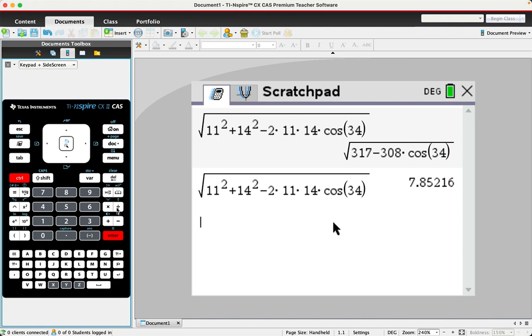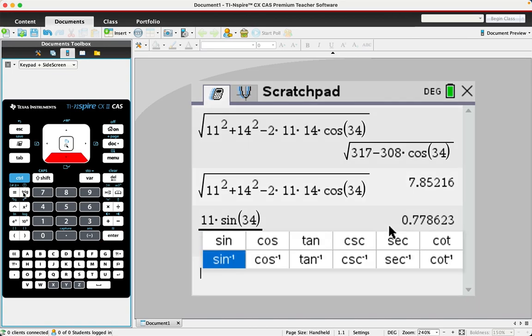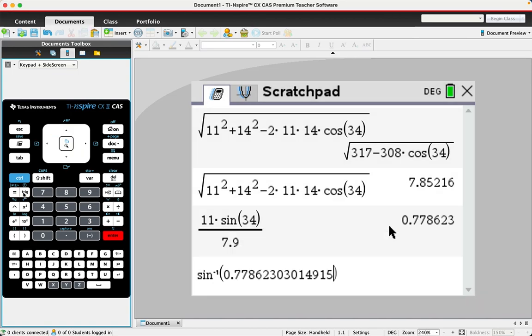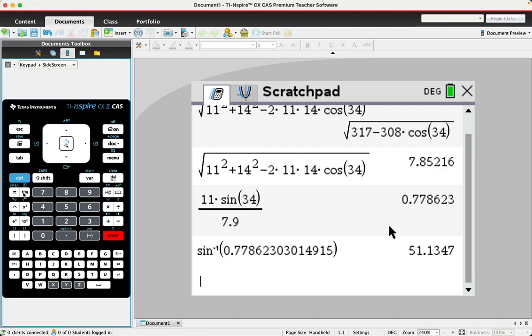I'll set up my division here. So this is going to be 11 times the sine of 34 degrees, and I want to divide that by 7.9. Now when I do my control enter here, this gives me an approximation, but that doesn't look anything like an angle. And it shouldn't, because I want to find the angle. Hence, I need to do the arc sine. So if I take the arc sine of this one, then I end up with about 51.1 degrees from that calculation. And that's angle A.